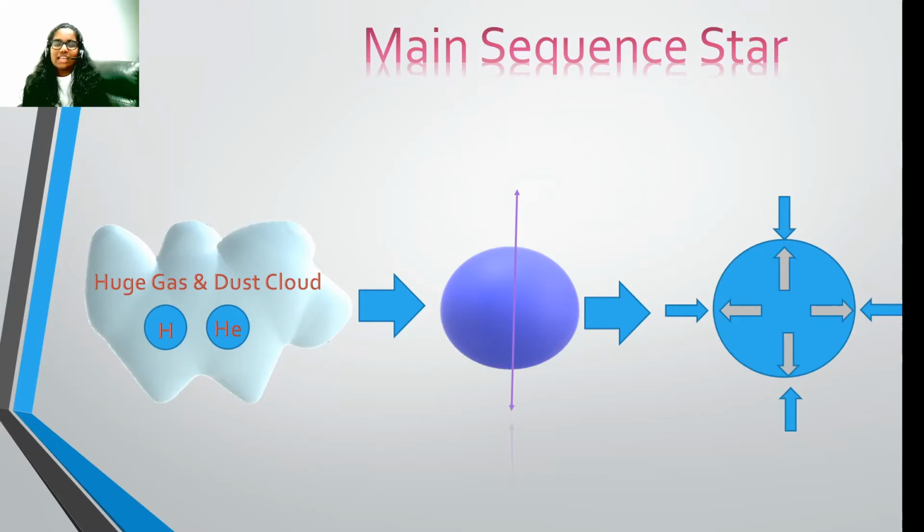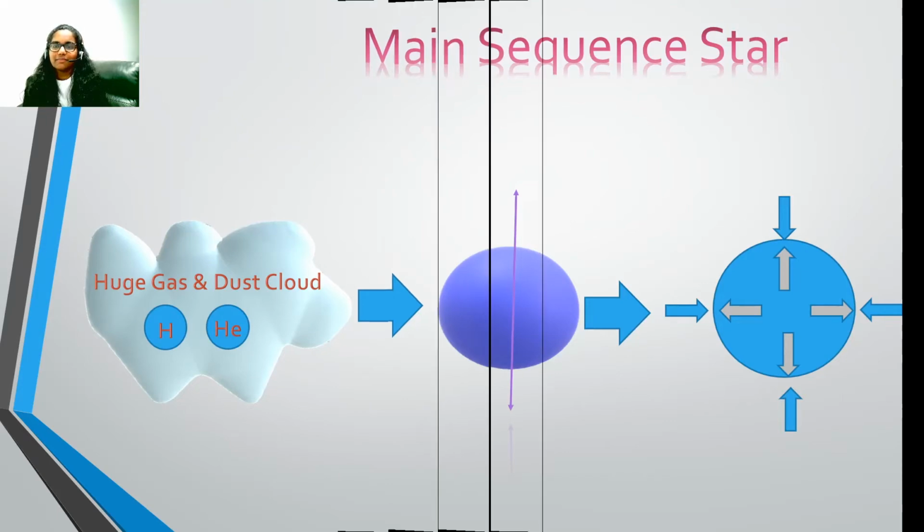This will create a yellow or red main sequence star and will shine for the next million to a billion years based on its mass by fusing hydrogen to helium at its core. If the star has less mass, it will last longer than a star with higher mass because the fusion accelerates depending on how much mass the star has.